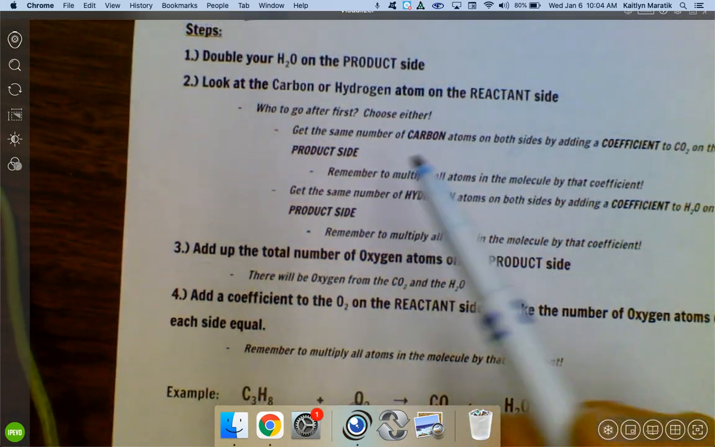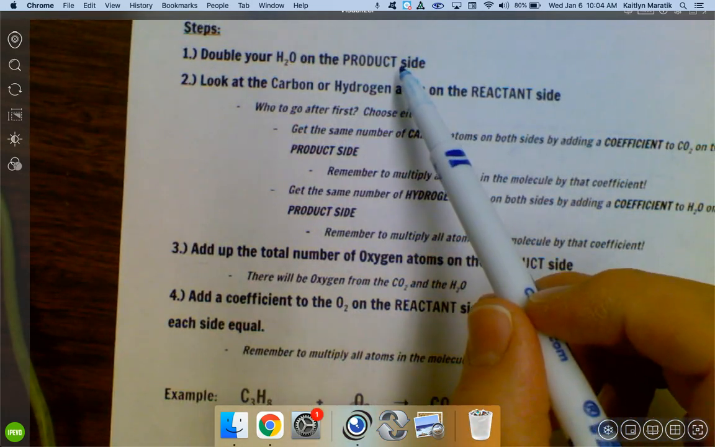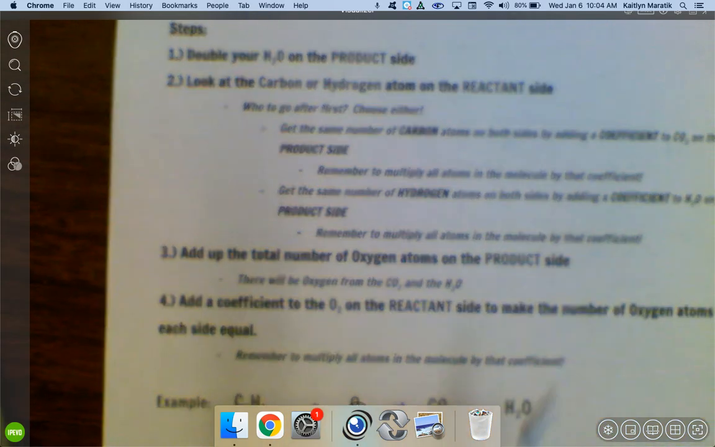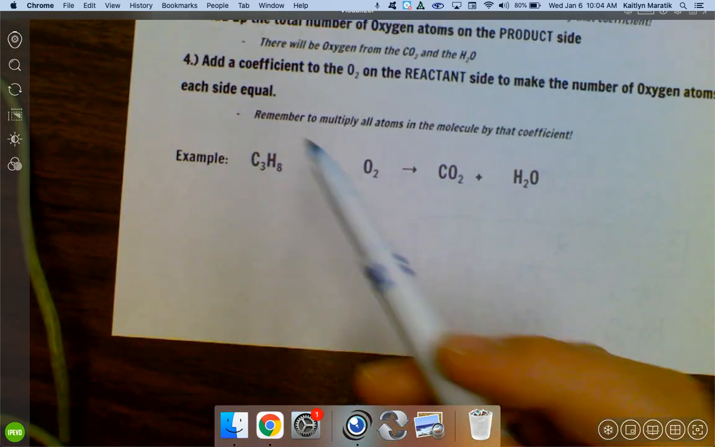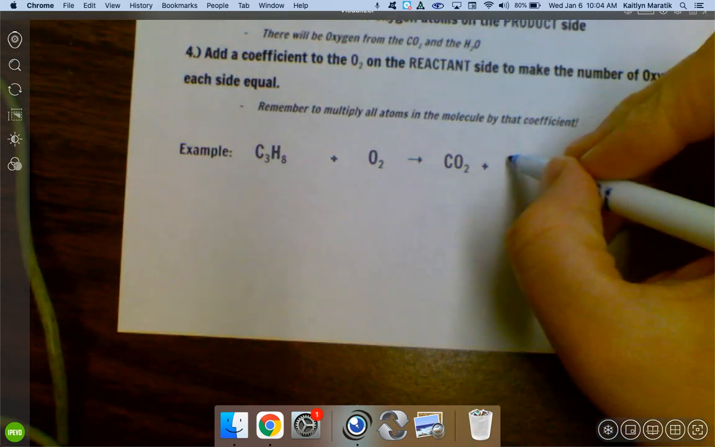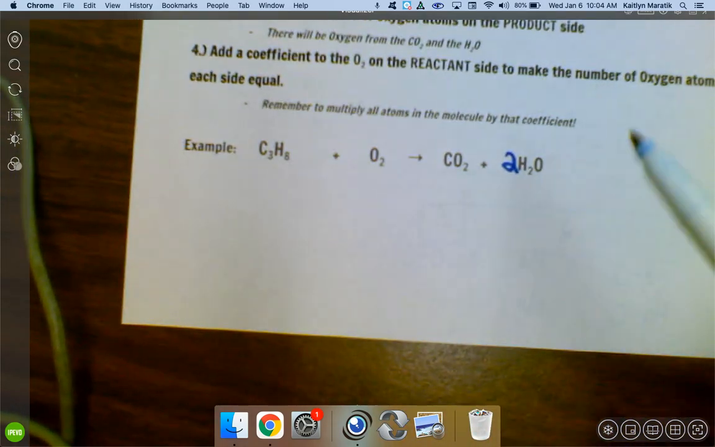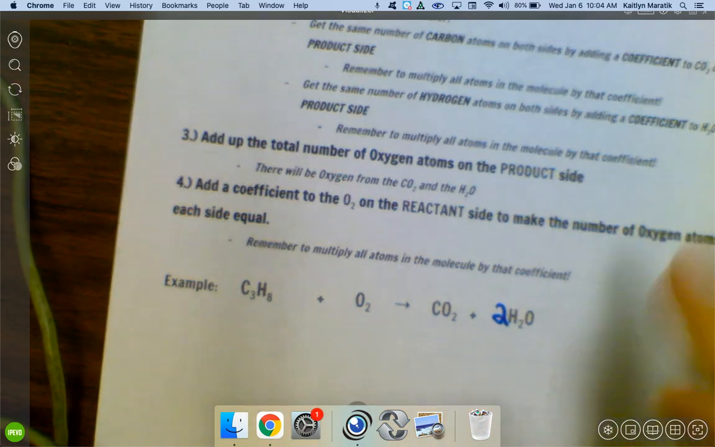Something that usually is helpful is to just double our water on the product side. Why? Remember, we're looking for the odd man out. I have 2 oxygen on this side. I only have 1 over here. So just doubling that is going to help take care of that. We might have to still change this a few times then.